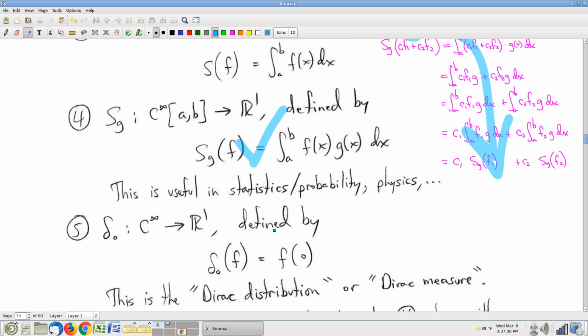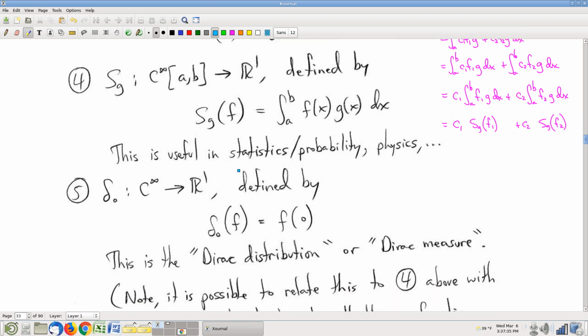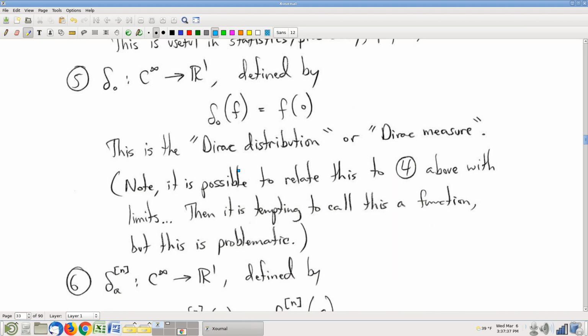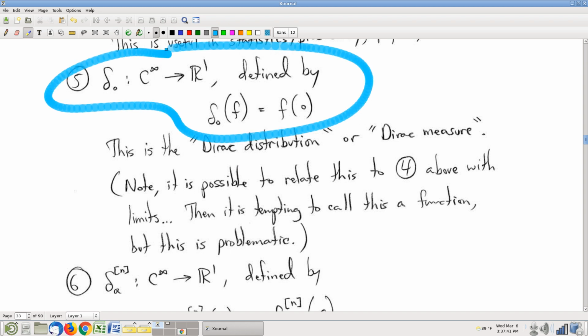Right. Okay. Let's see here. Next one. So there's several examples that I can show you. Here's another one. This just says when you plug in x equals 0, that's a linear transformation.